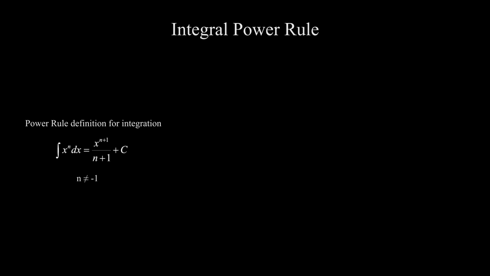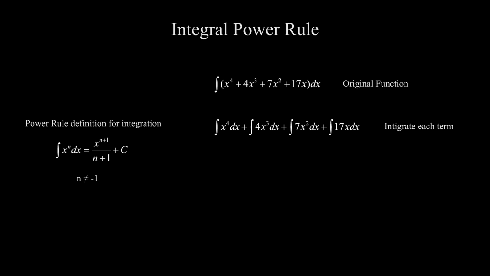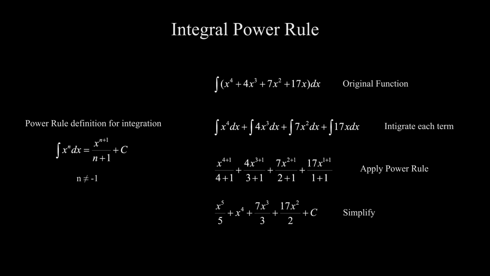So if we want to integrate that same function from before, x to the 4th plus 4x cubed plus 7x squared plus 17x dx, we would integrate each term and apply the power rule for integration. So x to the 4th would become x to the 4 plus 1 divided by 4 plus 1, which is x to the 5th divided by 5. You do that for each term, so you should get x to the 5th over 5 plus x to the 4th plus 7x cubed over 3 plus 17x squared over 2 plus c. And that plus c is just a constant.